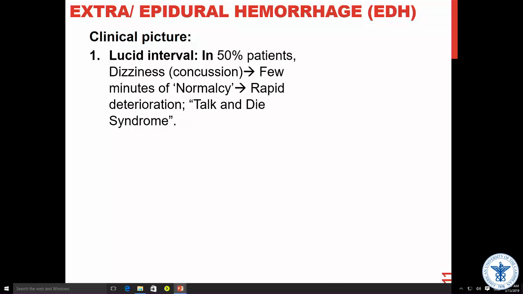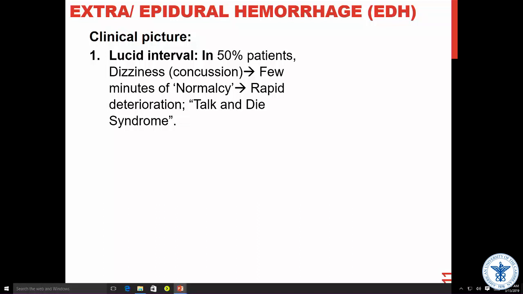But what is the lucid interval? In 50% of the patients, after the dizziness there could be a few minutes of normalcy. That's why they call it talk and die, and then very quickly they could have deterioration, depending upon how severe the bleed is, and whether it's arterial or venous. Initially, because the dura mater is tightly attached to the bone, there's not so much hemorrhage. So the patient seems to be fine for some time.